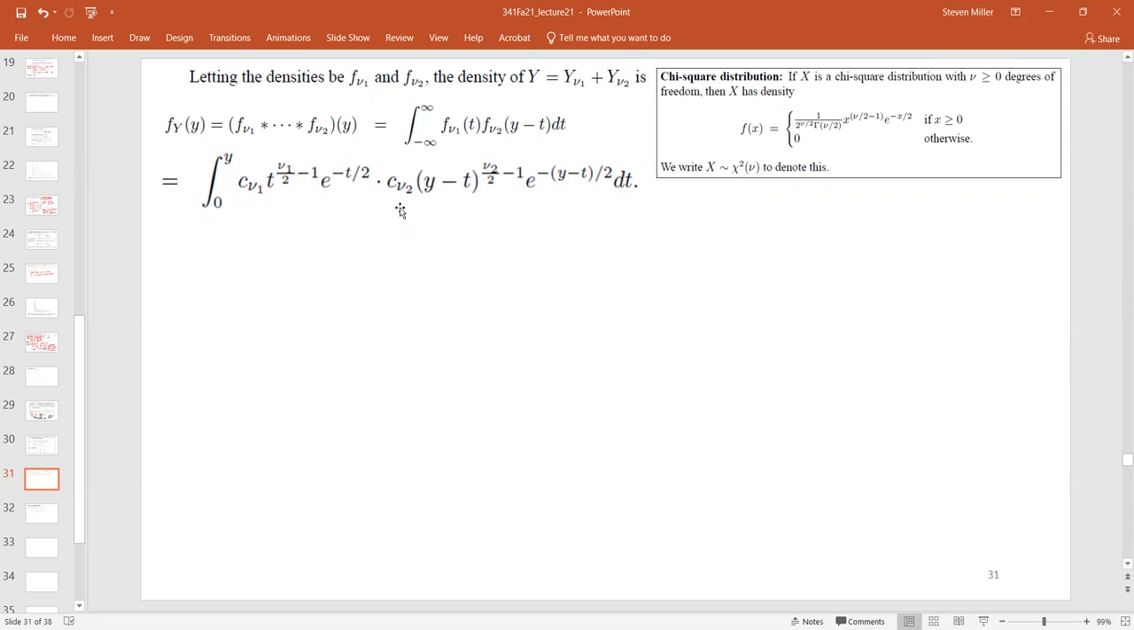All the exponentials cancel, except for the e to the y, e to the negative y, but e to the negative y doesn't depend on t. I can pull that outside the integral. So it's going to be c nu 1, c nu 2, e to the negative y, and then I will have the integral from 0 to y of t to the nu 1 over 2 minus 1, y minus t to the nu 2 over 2 minus 1 dt.